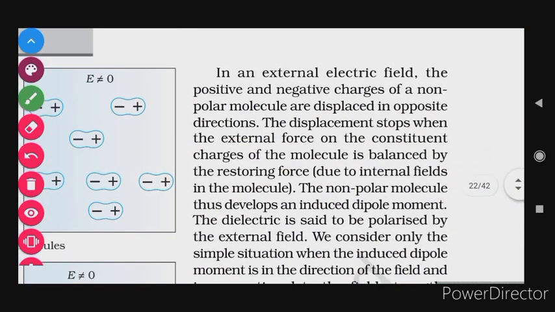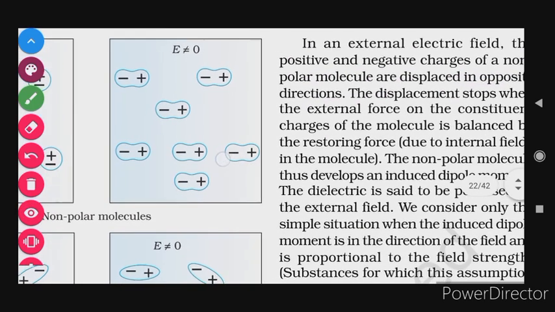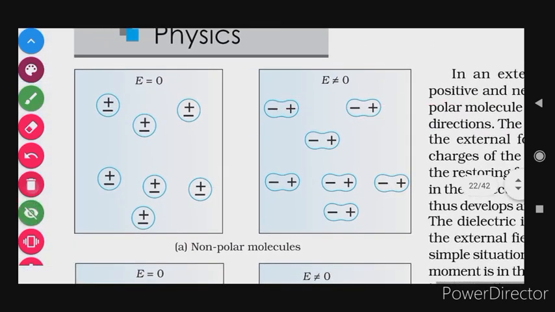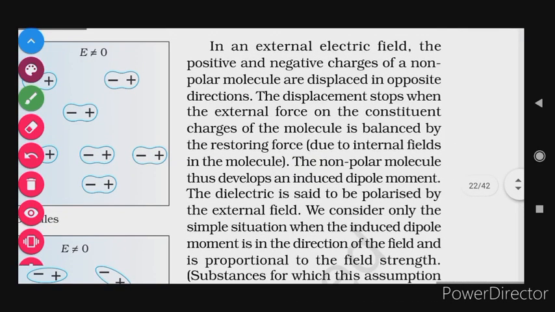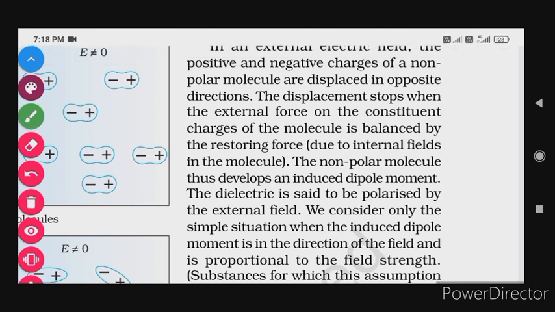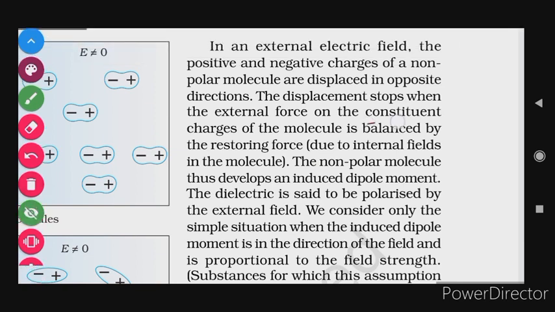Now in an external electric field, the positive and negative charges of a non-polar molecule are displaced in opposite directions. When there is no electric field, the molecules are like this, but when an electric field is applied, there will be a force on the negative charge opposite to the electric field, so there will be a stretching of the molecule. As you can see from the figure, the displacement stops when the external force on the constituent charges of the molecule is balanced by the restoring force.